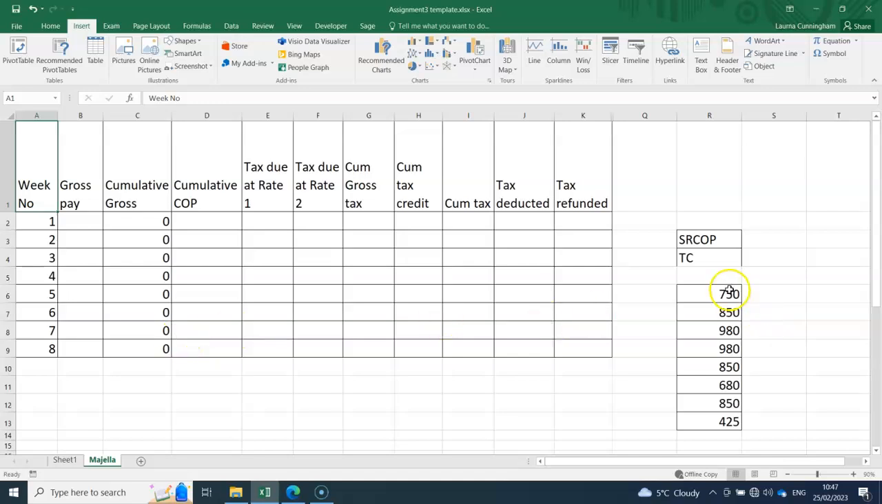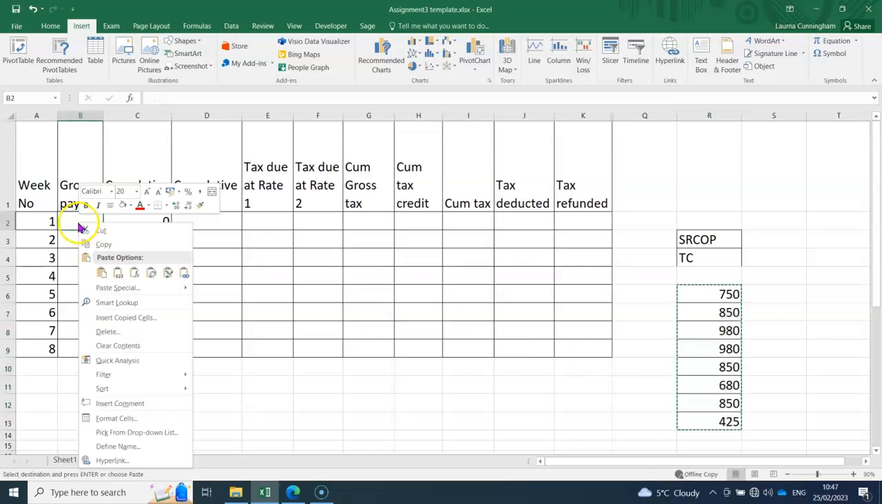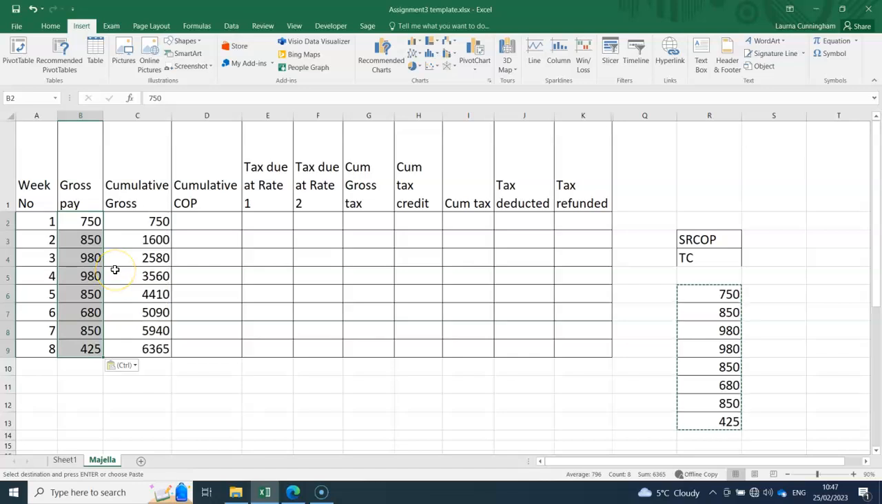Now I have just brought across the wages here just so that I can pop them in. So I'm just highlighting them and copying them into the gross pay field. Now, you'll see that I've populated a formula here. And the formula basically for cumulative gross is just taking her wages in week 1 and popping it into the field in week 1. In week 2, it's adding on what she had earned at the end of week 1 to what she has earned in week 2. Week 3, what she had earned at the end of week 2 to week 3, and so on.